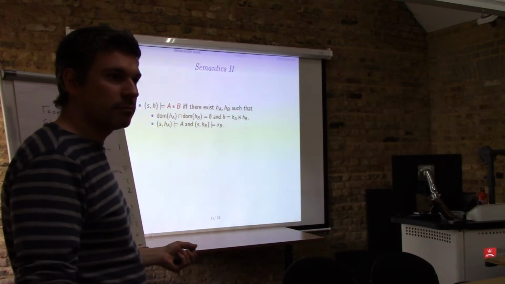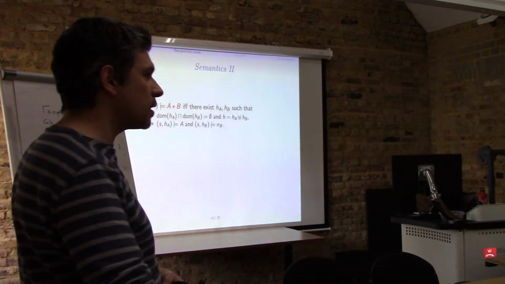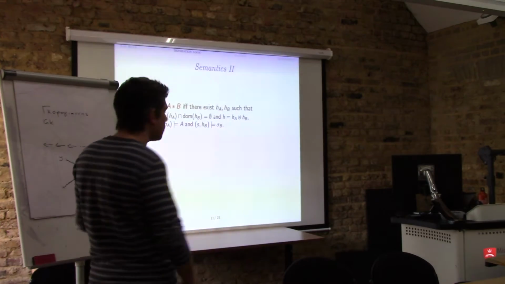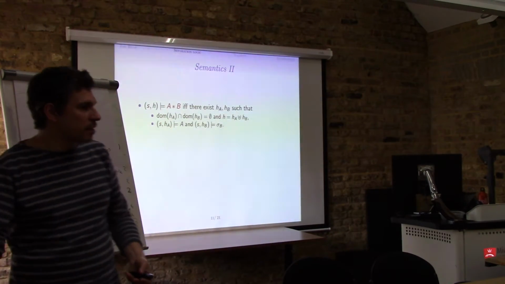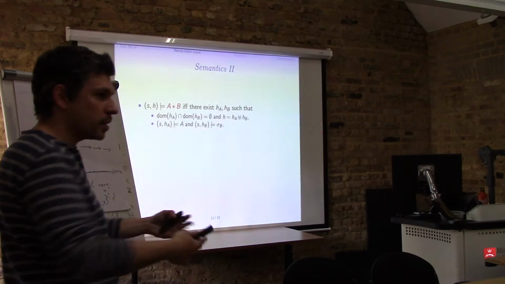So it's an existential modality. It says, I can split my heap into one part that satisfies A and another part that satisfies B, and these two parts are disjoint.